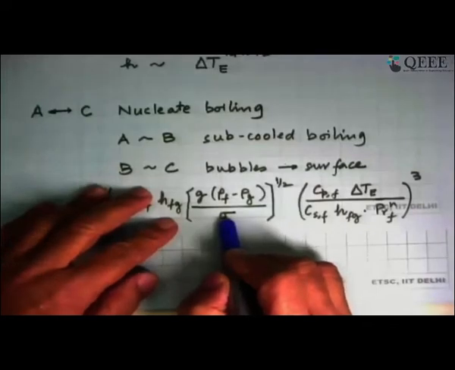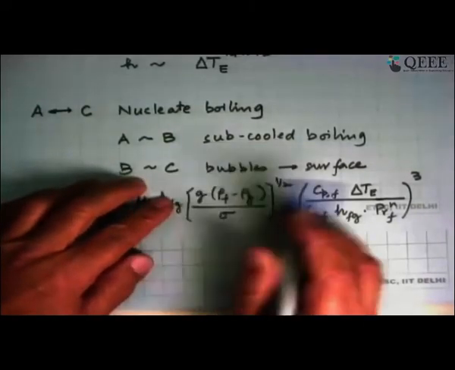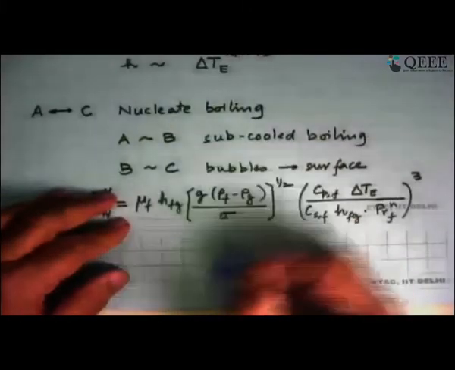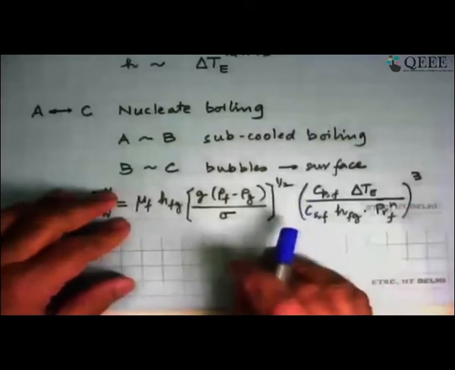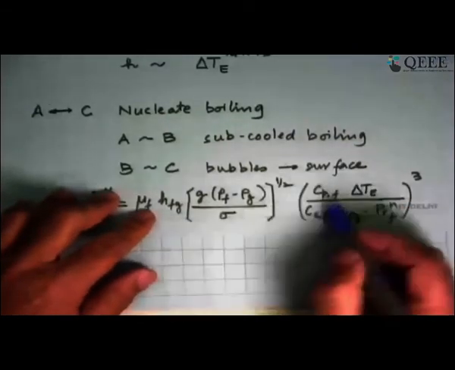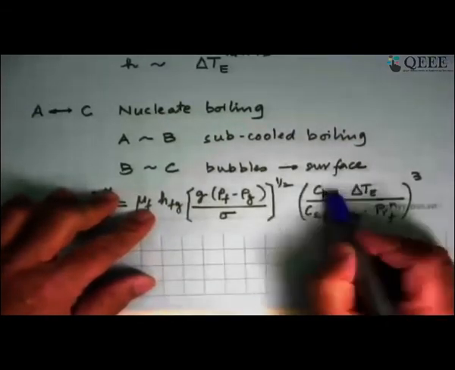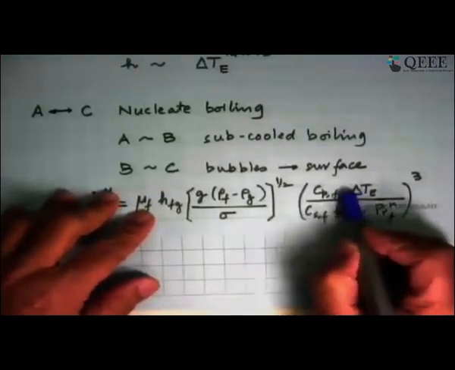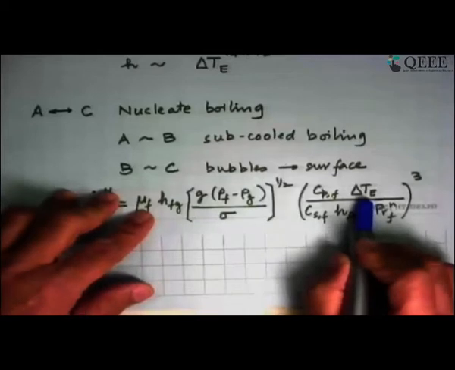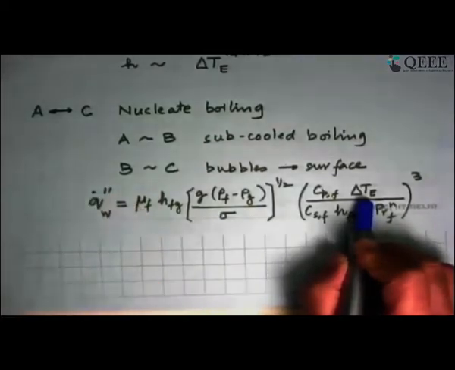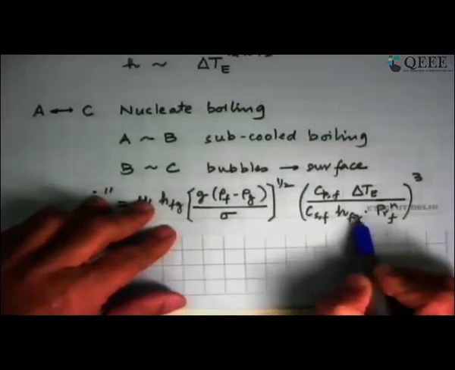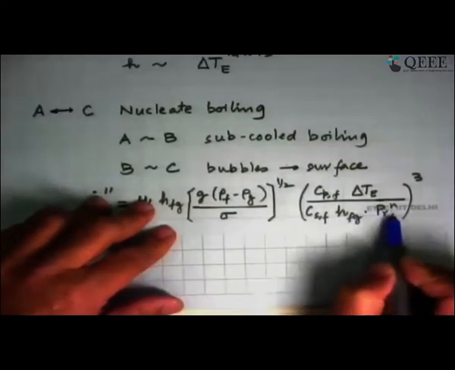And you can see here that this is somehow telling us what buoyancy is doing, and this is telling us what surface tension is doing. There is some sort of a ratio of these two forces. It is raised to the power half. And then you have yet another term here, which is Cp_f into delta T_e. So this is the constant pressure specific heat of the liquid multiplied by the excess temperature, some sort of an energy type of a term, divided by C_sf multiplied by h_fg into Prandtl number to some power.